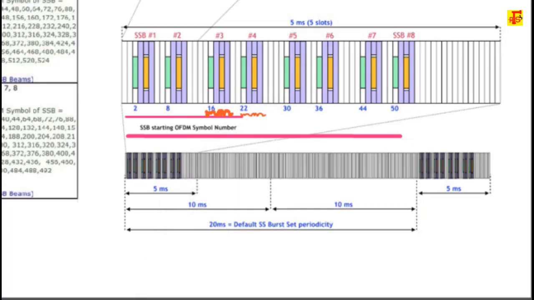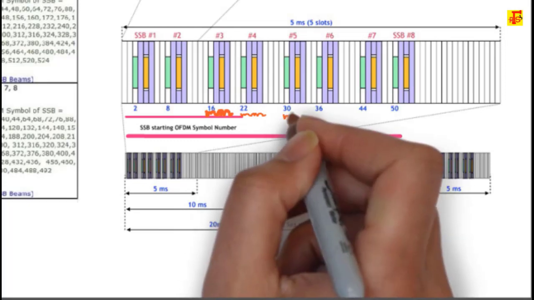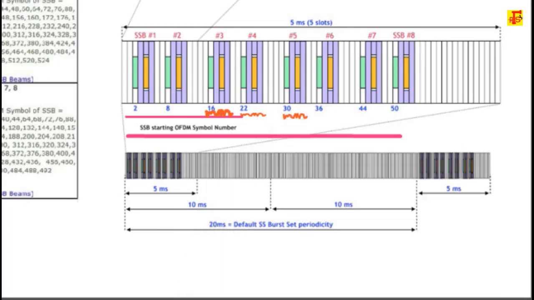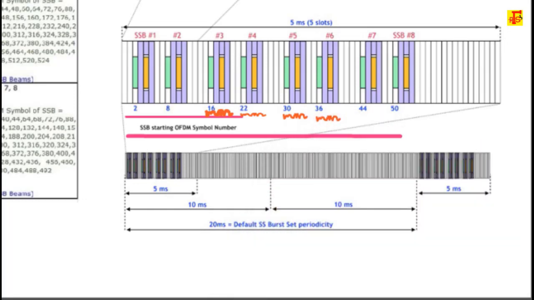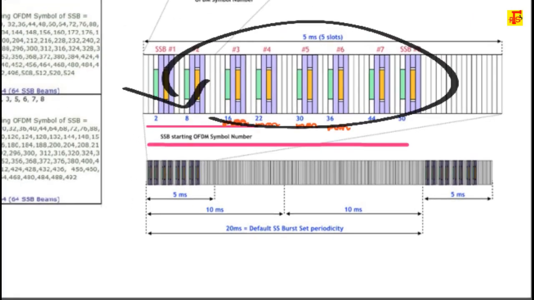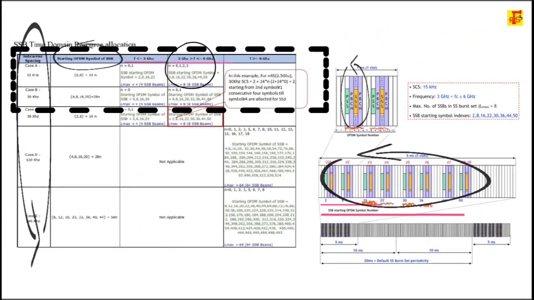So the next SSB, where does it start from? It will start from 30, 31, 32, 33. Next will start again from 36, 37, 38, 39. Like that SSBs form. So in total how many SSBs will be created for this frequency greater than 3 and less than 6 GHz? A total of 8 SSBs will form, right?